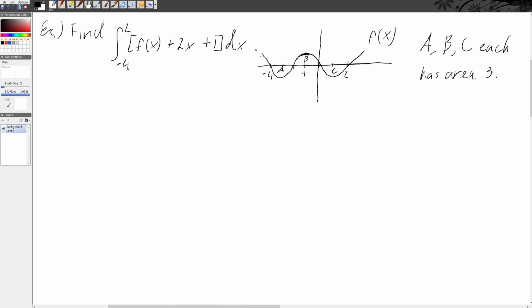For this problem, we want to be able to find the integral of that function from -4 to 2, and the problem gives us the graph of f of x along with the area underneath the curve at each point.